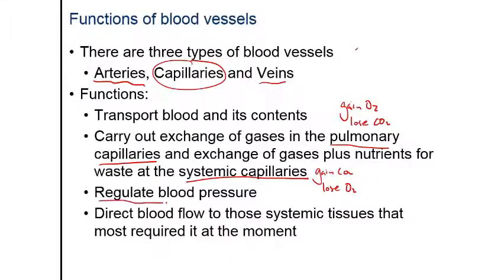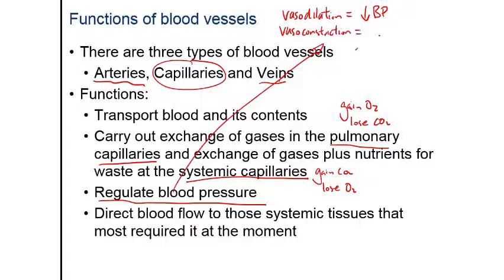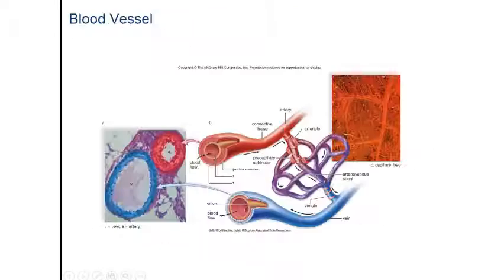The blood vessels can actually help regulate blood pressure as well. Your blood vessels can actually change size. So if we have vasodilation, which means they're going to get bigger, then you will have a decrease in blood pressure. If you have vasoconstriction, which means they're going to get smaller, that's going to increase the blood pressure. And this happens automatically, right? Your nervous system kind of does that for you for the most part. Then the blood vessels can actually direct blood flow to the places that require it the most at the moment. So let's take a look at this diagram.